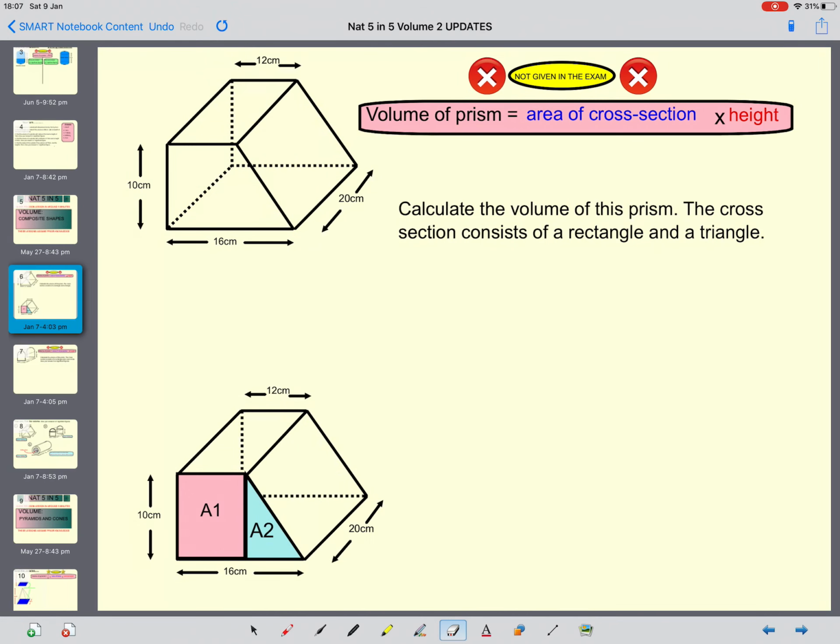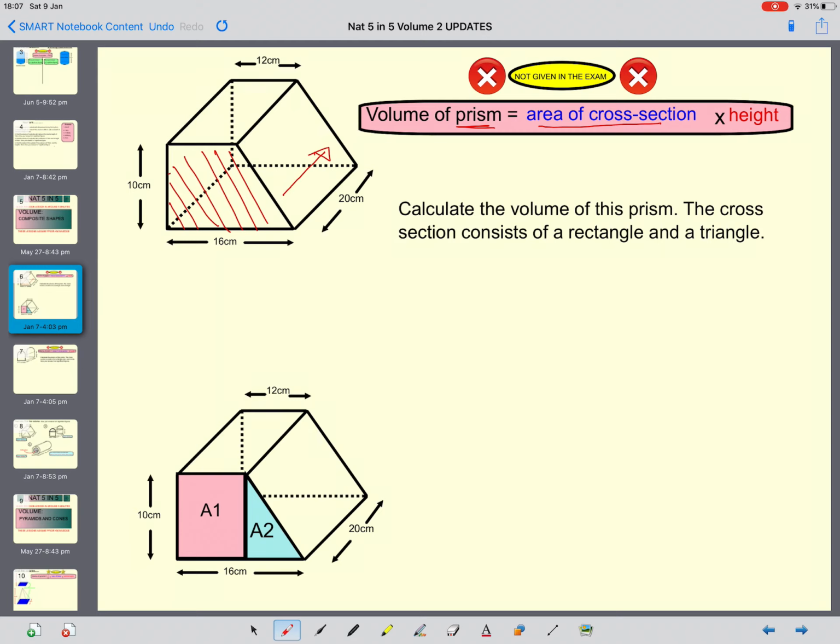So let's have a look at this here. It's not given in the exam, but the volume of the prism equals the area of cross-section multiplied by height. Now the cross-section means the area at the front of the shape, and that shape has to continue the whole way through in order to be known as a prism.